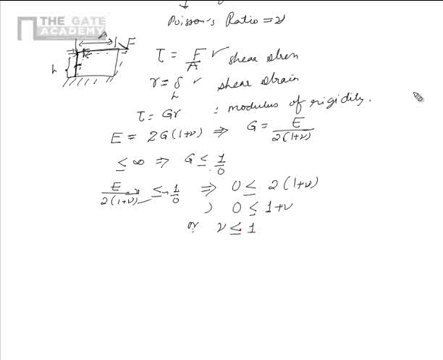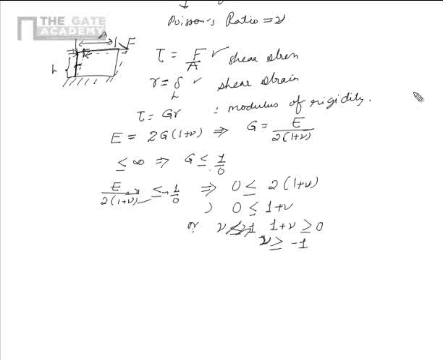Sorry, minus 1. I think I have goofed up a bit here. What it says is 1 plus nu has to be greater than or equal to 0, which means nu has to be greater than or equal to minus 1. What this means is that any material has to have nu more than minus 1. So that forms the lower limit for nu.